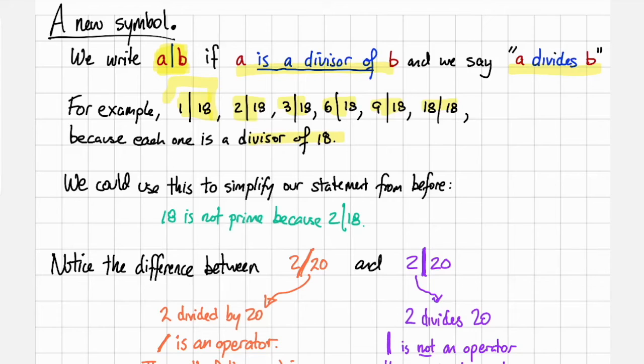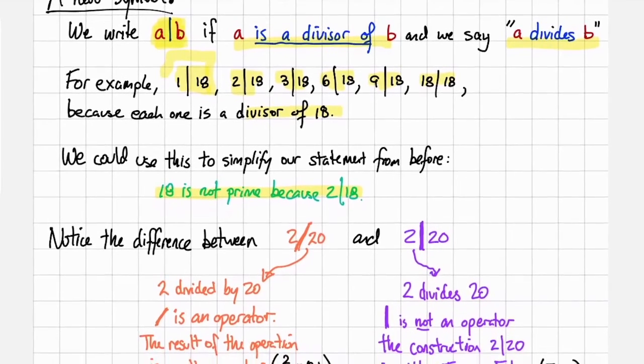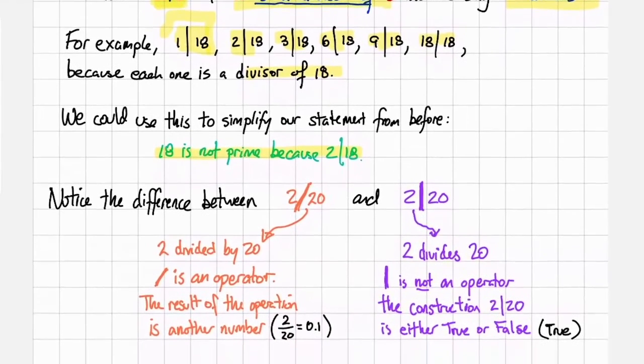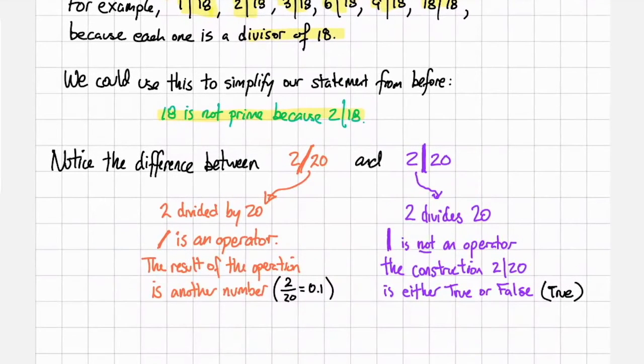One of the concepts from the previous video has to do with whether a number is prime or not. And we can use this new notation to write down 18 is not prime because 2 divides 18. And as I mentioned before, this symbol is very different from the / symbol that we are used to for dividing. So these two concepts mean completely different things, and indeed the / is an operator, and the result of the operation is another number.